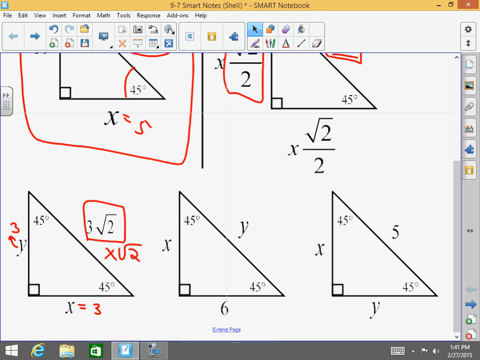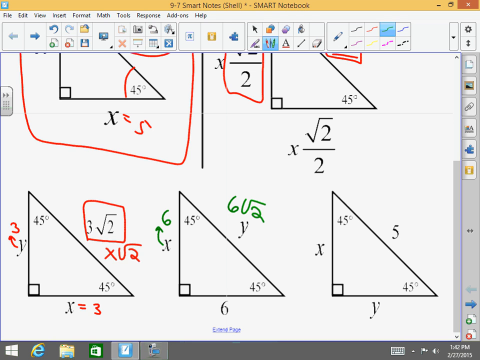Another very easy scenario that they can give you. They give you a 45, 45, 90, and they give you one of the side lengths. Well, guess what, guys? Since it's a 45, 45, 90, you know that both sides are congruent. So what does x equal? 6. And what would the hypotenuse be? 6 radical 2. Perfect. Why? Because the hypotenuse of a 45, 45, 90 triangle is that side length times radical 2.